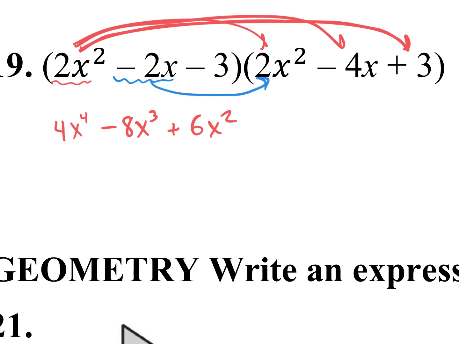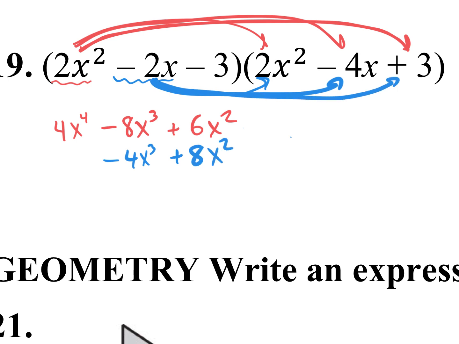And when I distribute it, negative 2x times positive 2x squared will be negative 4x to the third. However, instead of writing the negative 4x to the third right there on the side, what I would like to do is write it right below the other x to the third. Okay, and then we continue distributing. Negative 2x times negative 4x, that's positive 8x squared. And then continuing, negative 2x times 3, that's a negative 6 with an x.